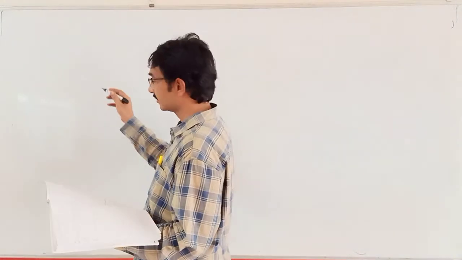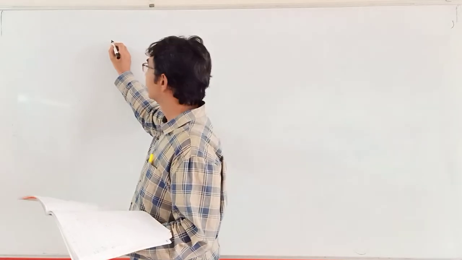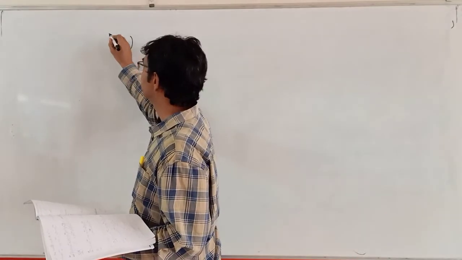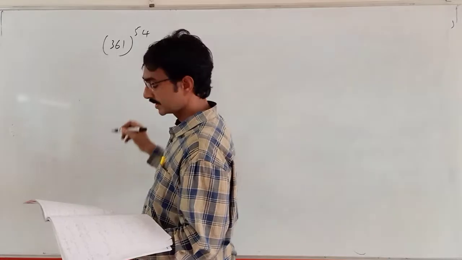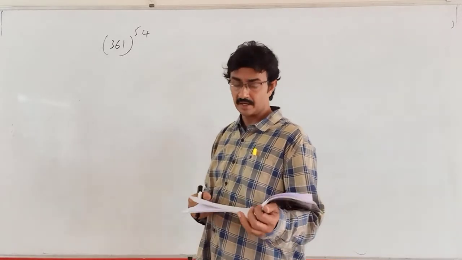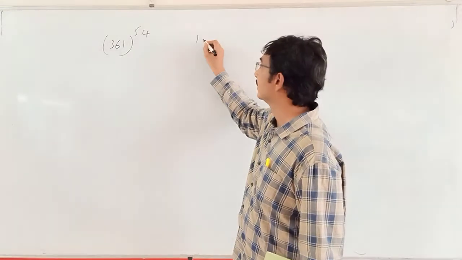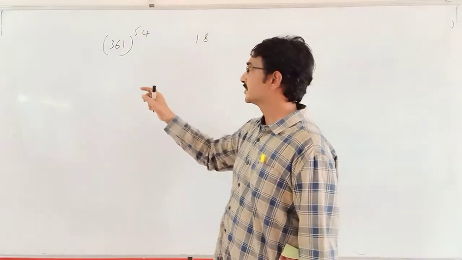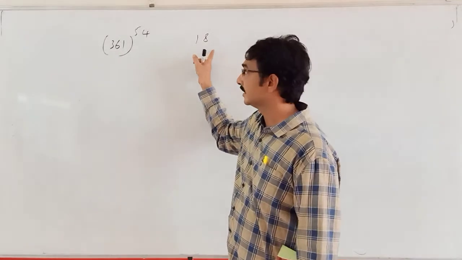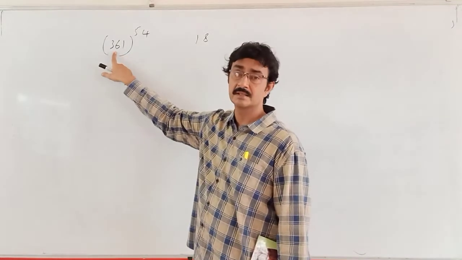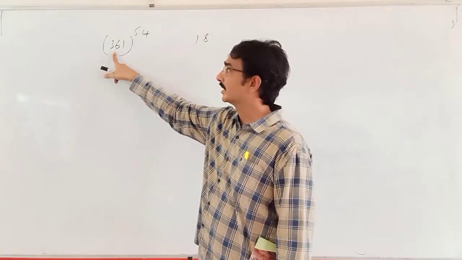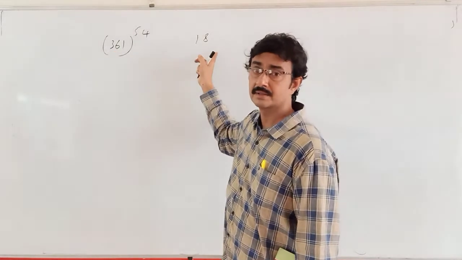See next problem, the second one. 361 to the power 54. The remainder of this one when divided by 18. See the difference between 361 and 18. Clearly 361 is 19 square. Okay, 19 is 1 plus 18.